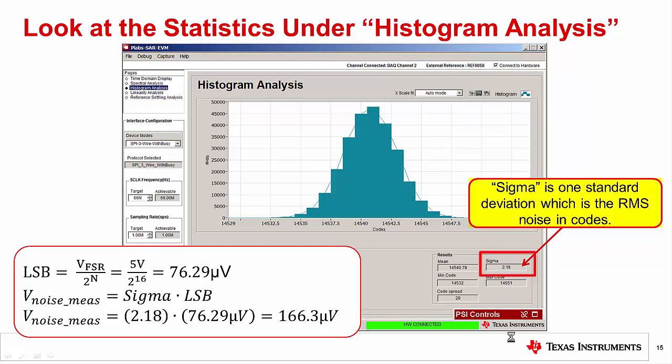The sigma value is the standard deviation or RMS value of the measured noise. Sigma is given in codes, so to compare to noise in microvolts, we have to multiply by the LSB. The LSB is computed by taking the full-scale voltage range and dividing by 2 to the n, where n is the number of bits. For this example, the full-scale range is 5 volts and the number of bits is 16, so the resolution is 76.29 microvolts. Sigma for this example is measured as 2.18 codes. Multiplying by the LSB gives an RMS noise of 166.3 microvolts for this example.